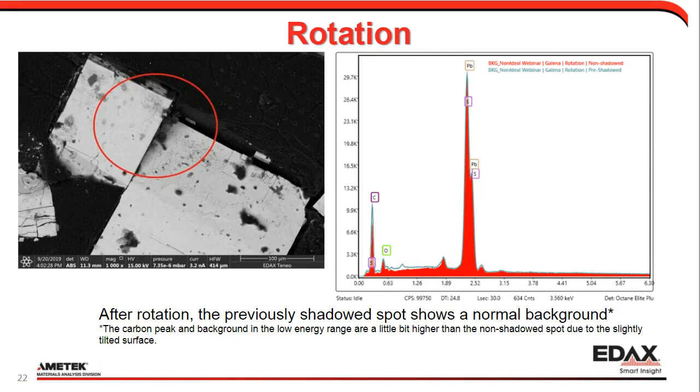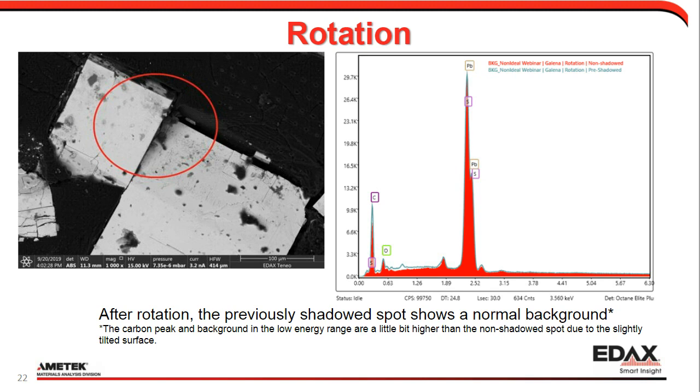To get rid of the shadow effect, you can rotate the area of interest to a direction that the X-ray path is not blocked. Now I have this sample rotated, and I collect a spectrum from the surface that was previously shadowed. In the spectrum, this is the line outline. We see the previously shadowed spot shows a normal background right now.